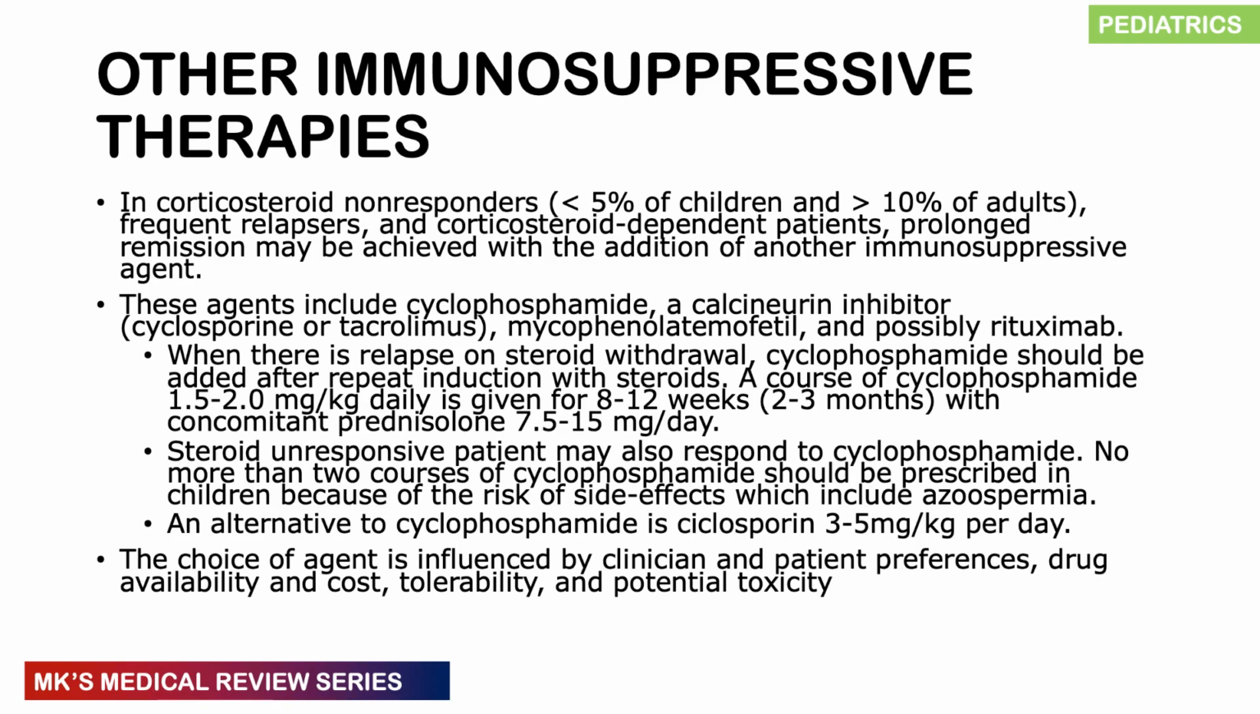And remember that steroid unresponsive patients may respond to cyclophosphamide. No more than 2 courses of cyclophosphamide should be prescribed in children because of the risk of side effects such as azoospermia. An alternative to cyclophosphamide is cyclosporin, which can be given at 3 to 5 milligrams per kg per day. And remember that the choice of the drug you're going to use is going to be influenced by what the patient prefers, the drug availability, how much it costs, how much they're tolerating this drug, and potentially the side effects.